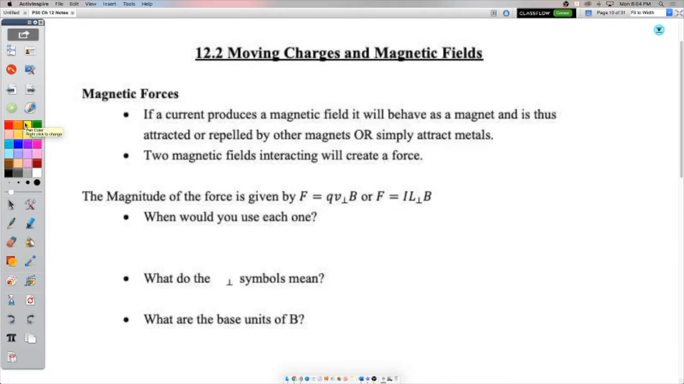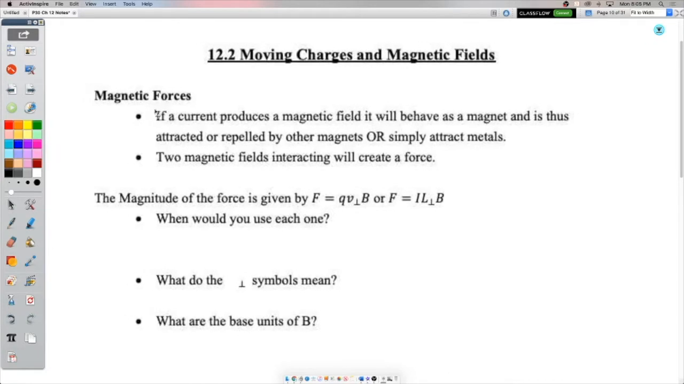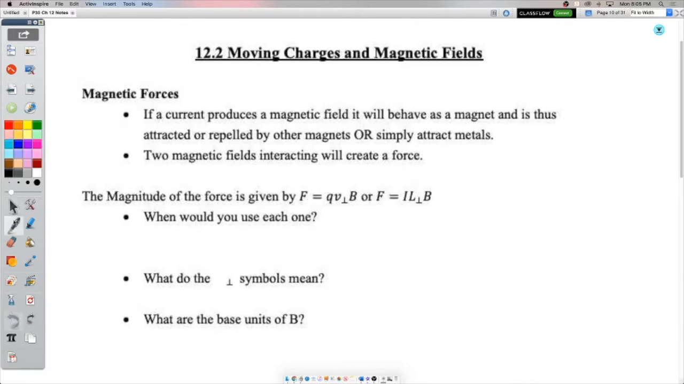Okay, so it says here "if a current". It doesn't mean if, as in whether it does or doesn't. We know it does. We proved it, right? It's more like "since" a current does, or "because". It's not a matter of if. A current does produce a magnetic field. We've seen that, okay? We've proven it. So because a current produces a magnetic field, it will behave as a magnet, right?